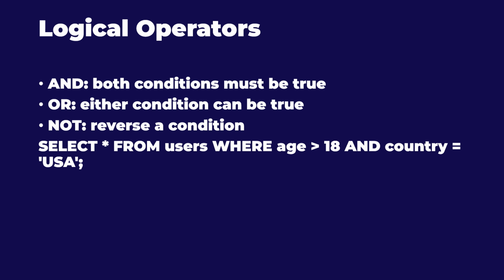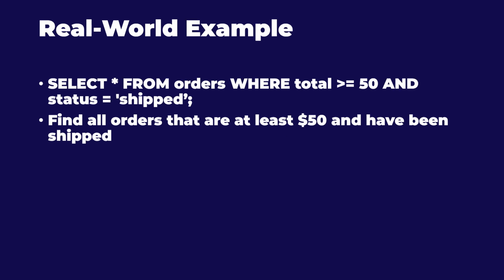Logical operators let you combine conditions. Here we're selecting users who are over 18 and live in the USA. This query filters the orders table to return only those where the total is at least 50 and the status is shipped.